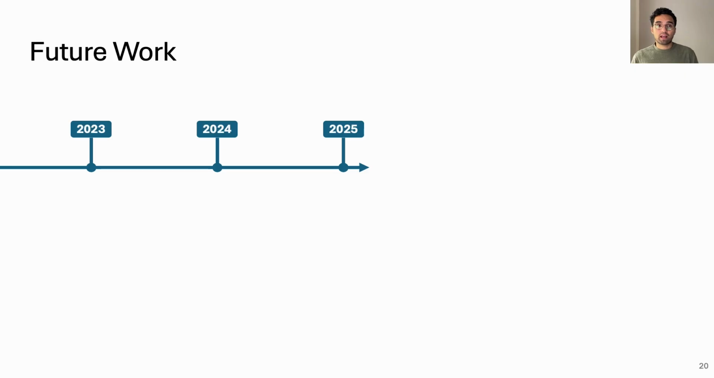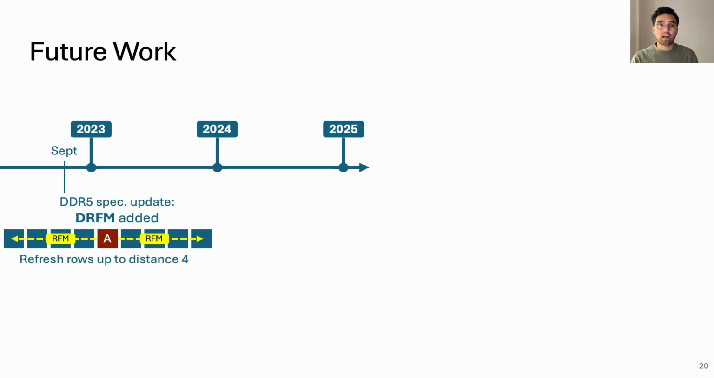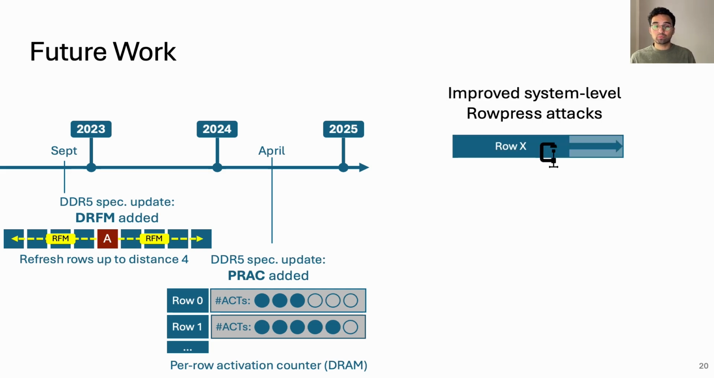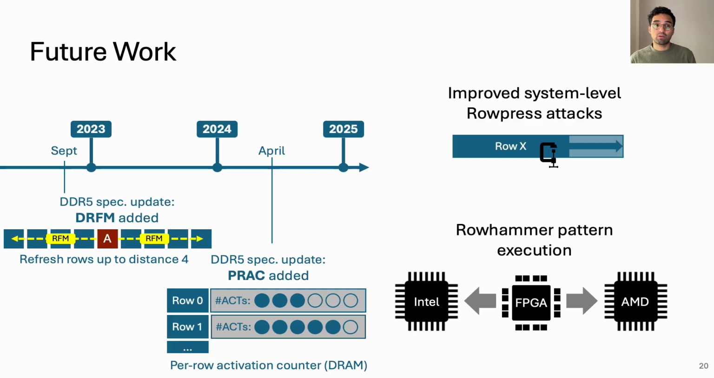We think that these analyses are just the beginning, and there is so much more possible with McSee. For example, looking at other DRAM protocol features, such as DRFM or PRAC, once devices that employ these are available. Also, an interesting direction could be to improve Rowpress attacks, or to determine how patterns found on an FPGA could be ported to Intel and AMD CPUs.